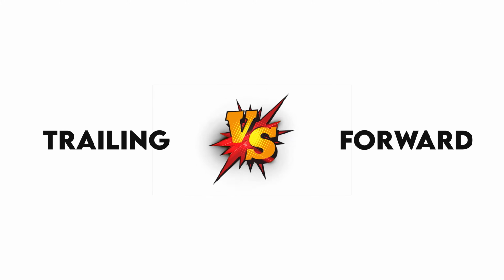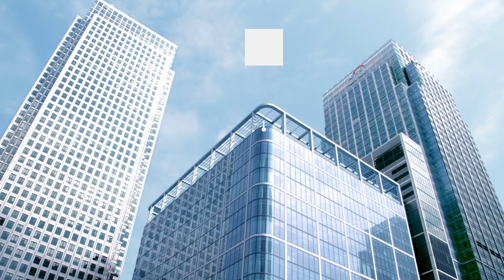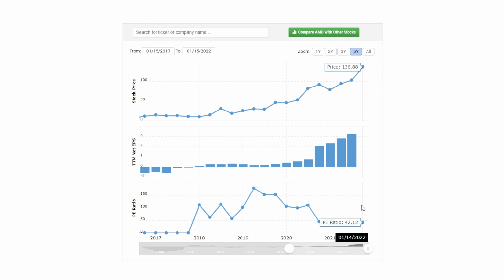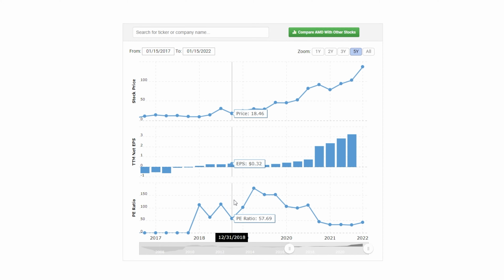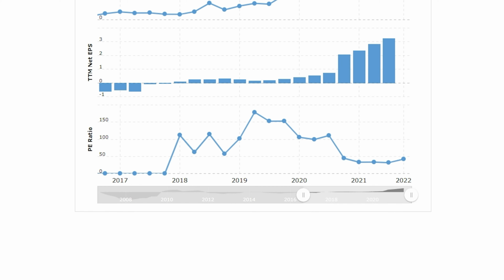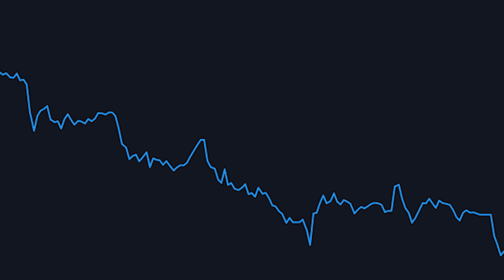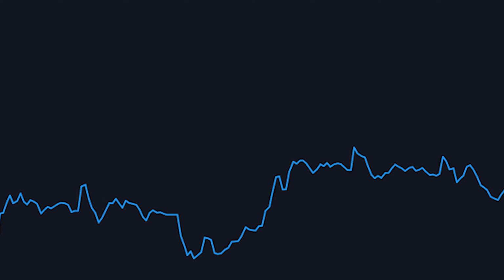So I've listed some of the problems with both the trailing and the forward PE ratio. But what if I told you a company had a PE ratio of 10? How can you tell if that is good or not? One of the ways is to compare a company's PE ratio with its historical PE ratios. That way, you can see how the number is changing over time. This will kind of give us an example if investors are valuing the company higher or lower than normal.